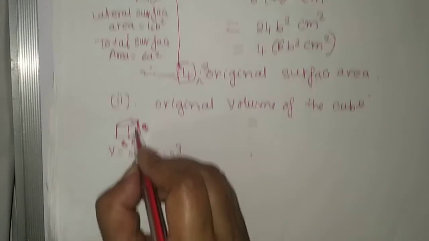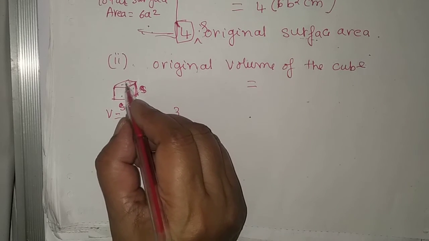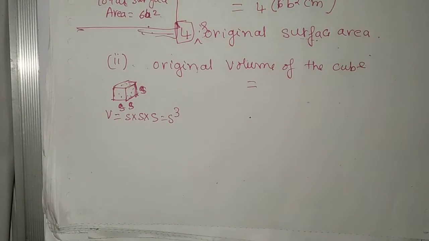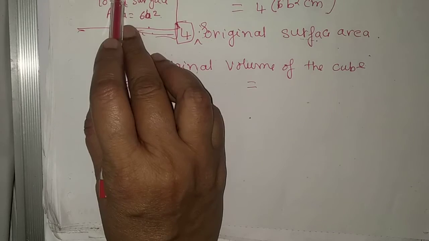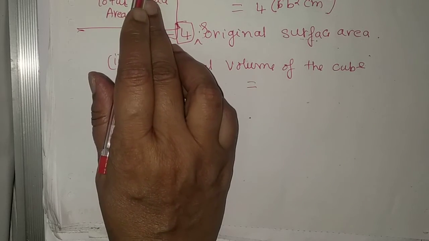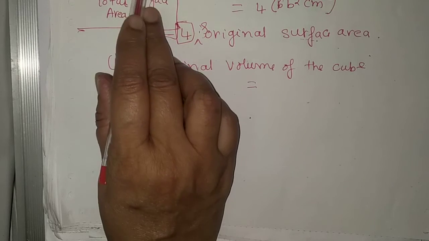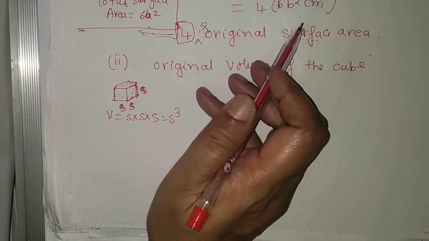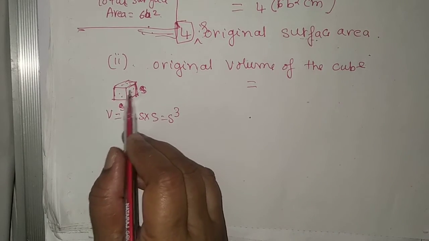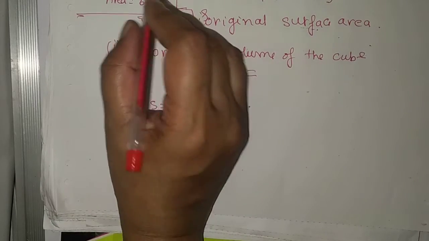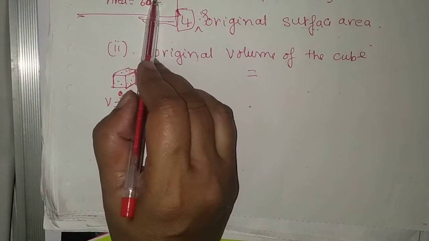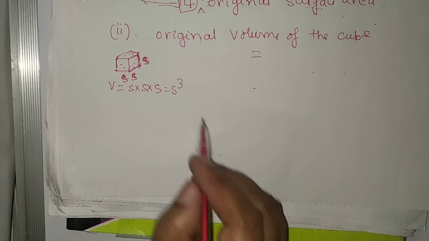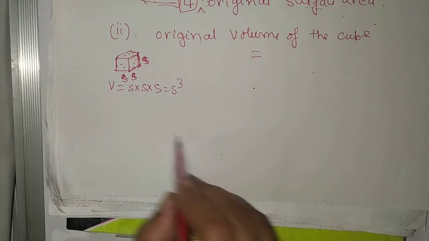That is, we have to add all the faces which are visible. That is 2 plus 2 plus 2 will become 6, that is b. We have taken 6b square. So this is the differentiating point: lateral surface area is only 4, that is 2 plus 2 b square, these two sides. The total surface area is 2 plus 2 plus 2 b square. So volume will be side into side, s cube. So these are the differences here.